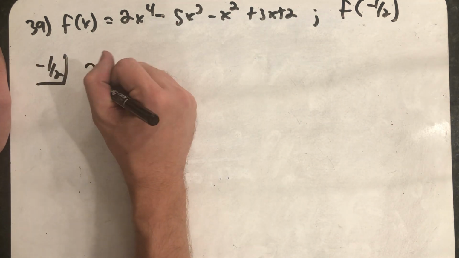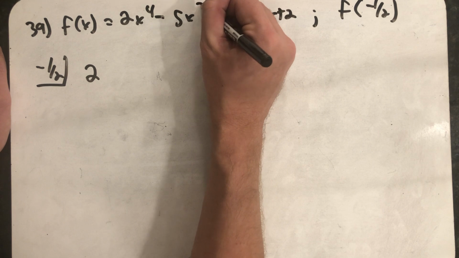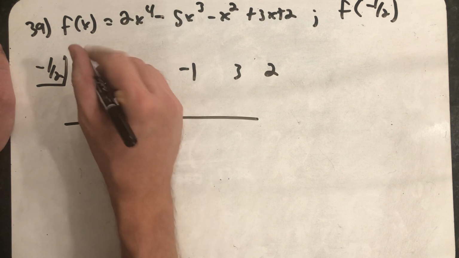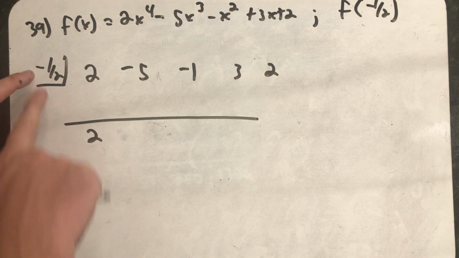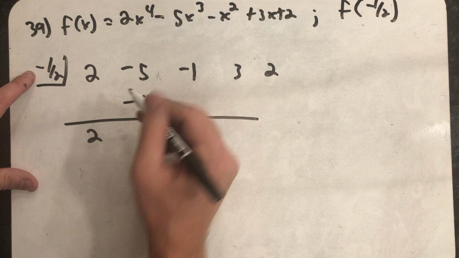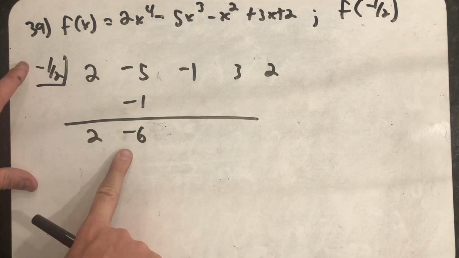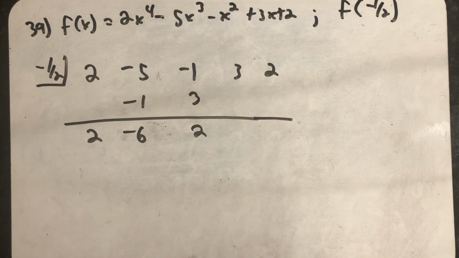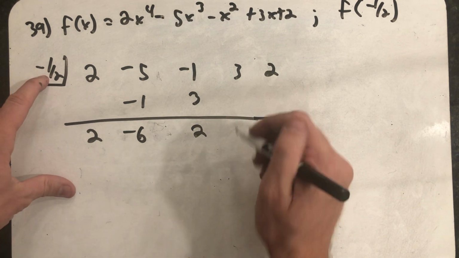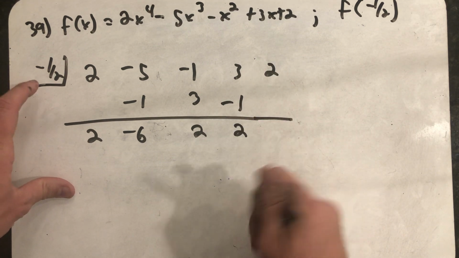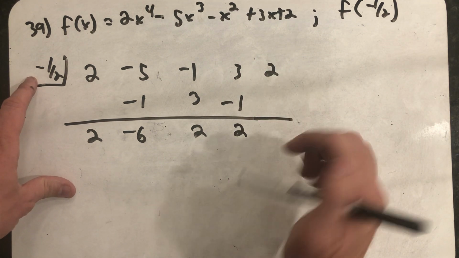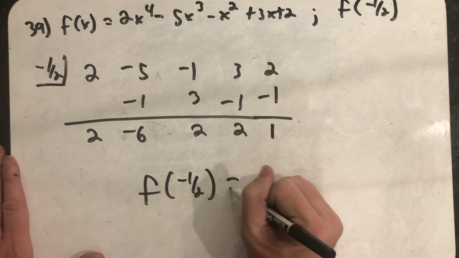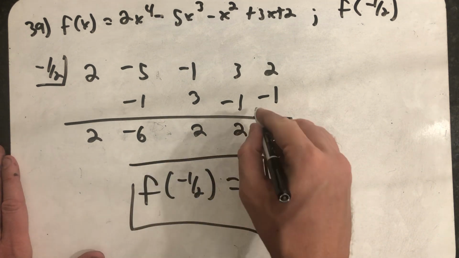Minus 1/2 goes in the box, and then I just do my synthetic division in the usual fashion. So I bring down that 2. 2 times minus 1/2 is minus 1. I get a minus 6. Minus 6 times minus 1/2 is 3. Add those together, I get a 2. Times a minus 1/2 is a minus 1. Get another 2. So I get another minus 1. And finally, I get a 1. So f of minus 1/2 is equal to 1. That's what the remainder theorem says.